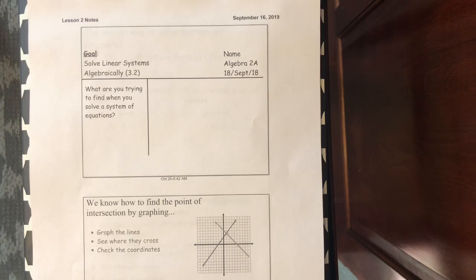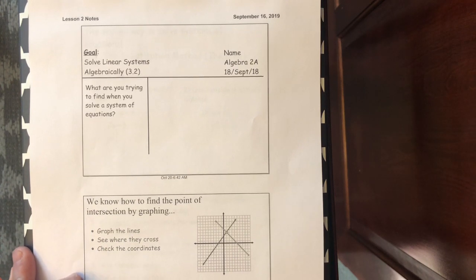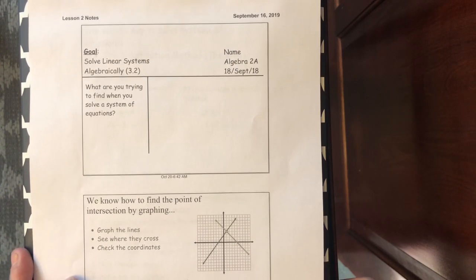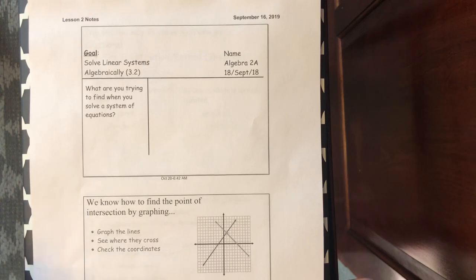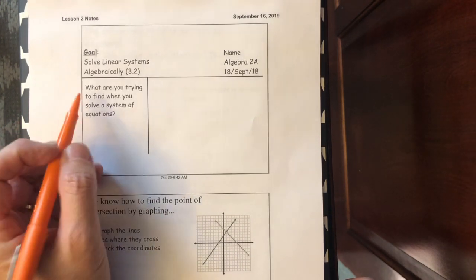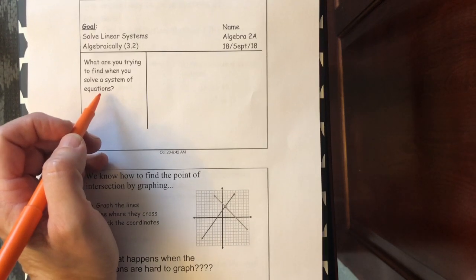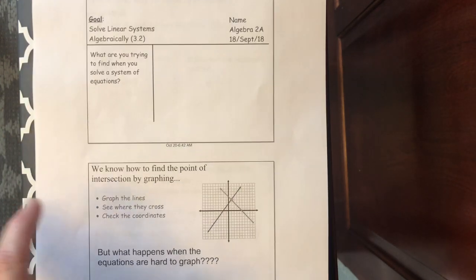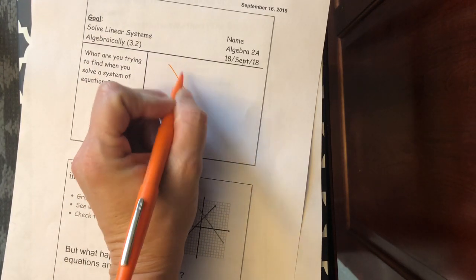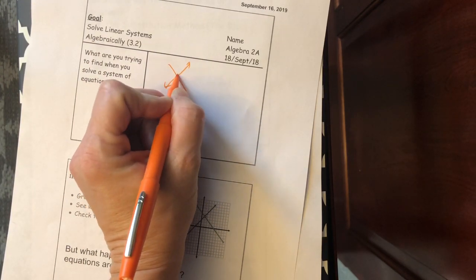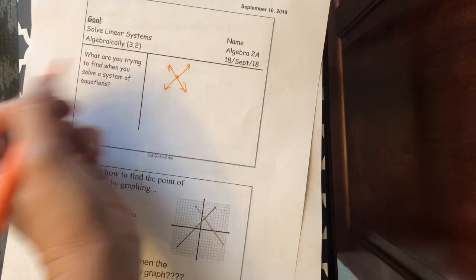Hey guys, we are going to talk about lesson 2 today, and we're going to focus on solving equations using elimination. So what are you trying to find when you solve a system of equations? The answer to that question, we kind of talked about this yesterday, is finding that point where they meet. So I don't care how many lines you have.